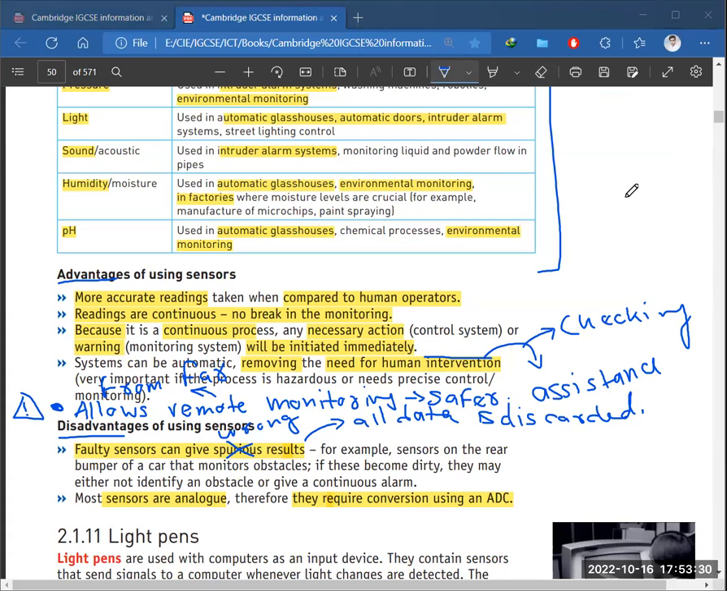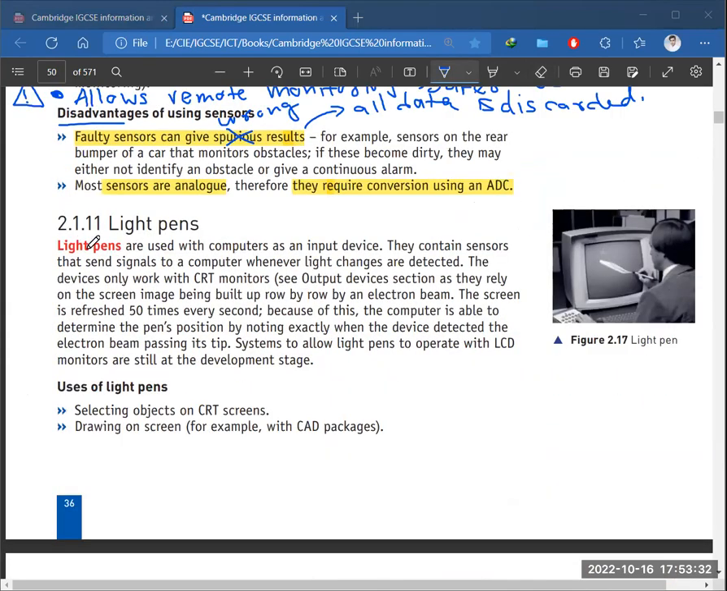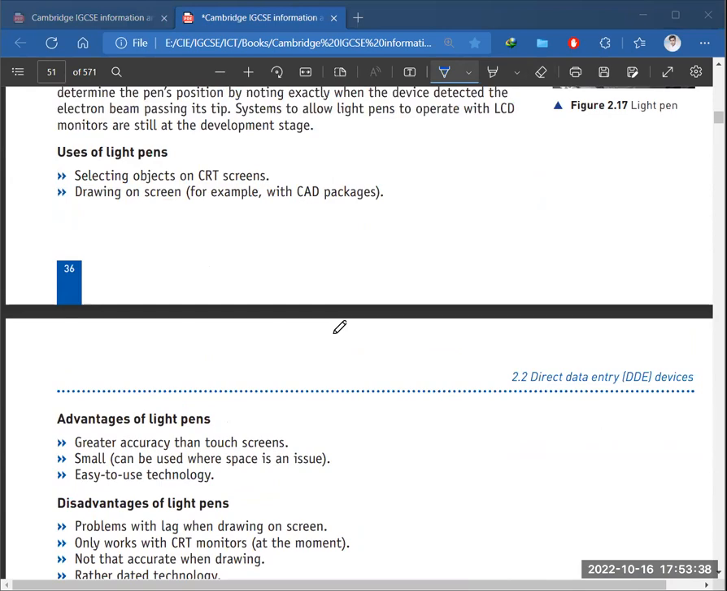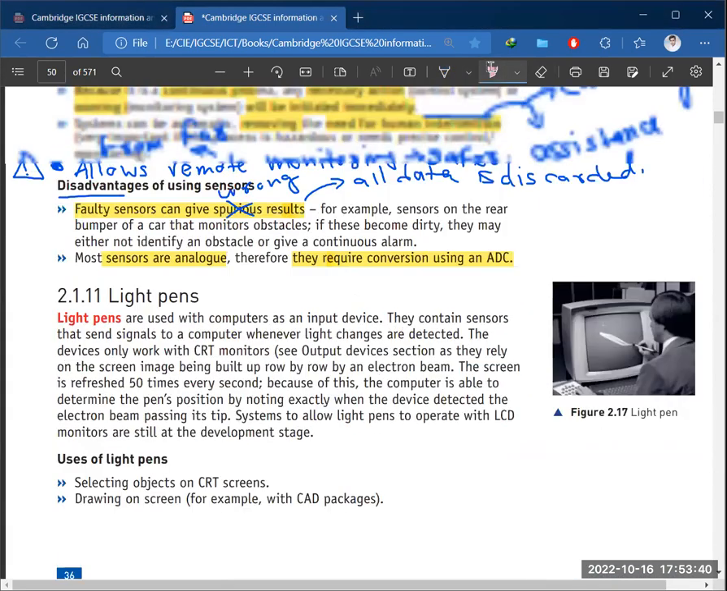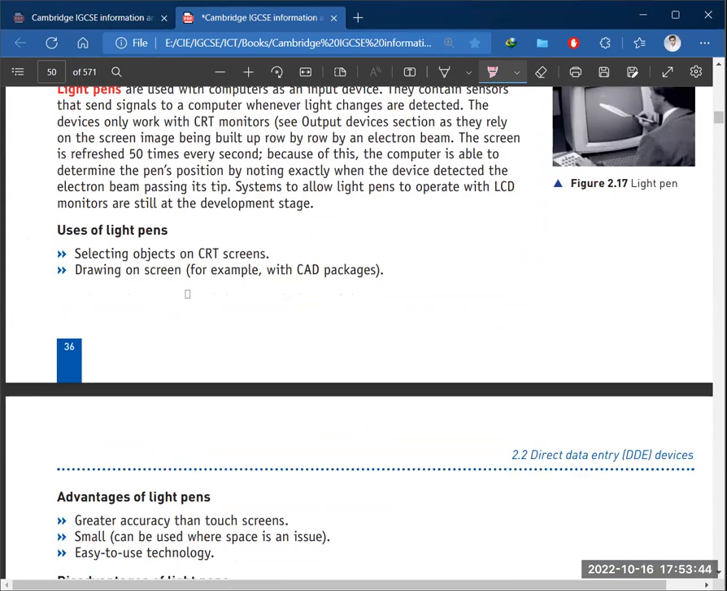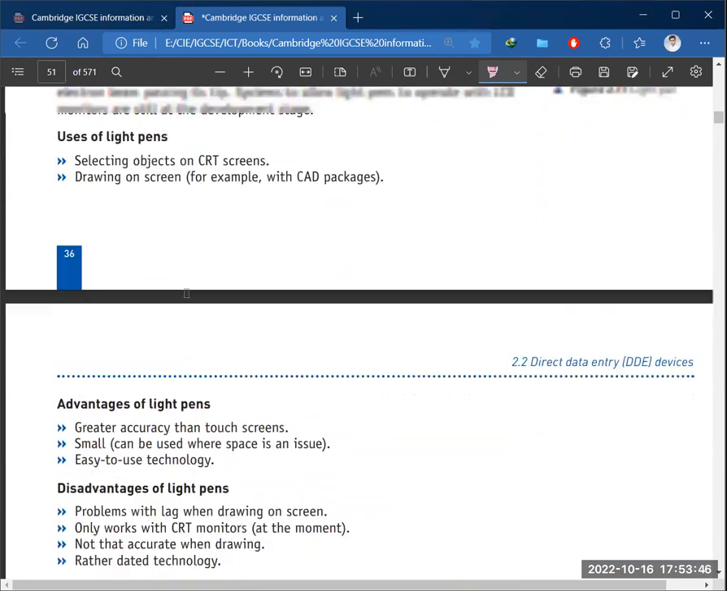No, sir. Okay, next thing is light pens. Now I don't want you to read much on this. It's not important. I'll just give you some examples. I'll give you the highlighted parts and read them.